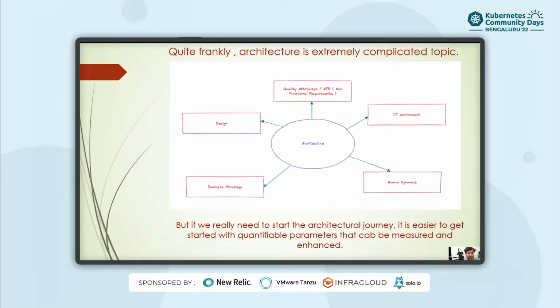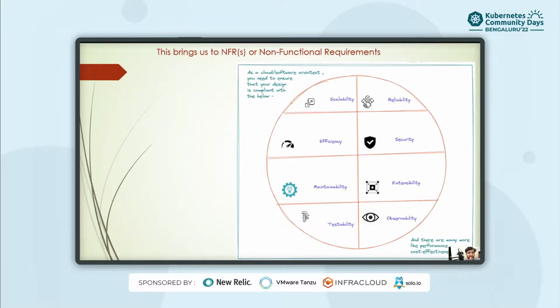So architecture is an extremely complicated topic. It has design, business strategy, human dynamics, IT environment, all of this. But to start the journey, we should focus on something which is quantifiable, and that is NFRs, or non-functional requirements. What are NFRs? Scalability, reliability, efficiency, security, maintainability, extensibility, testability, observability. These are just some of the NFRs. There are many more like performance, cost effectiveness.